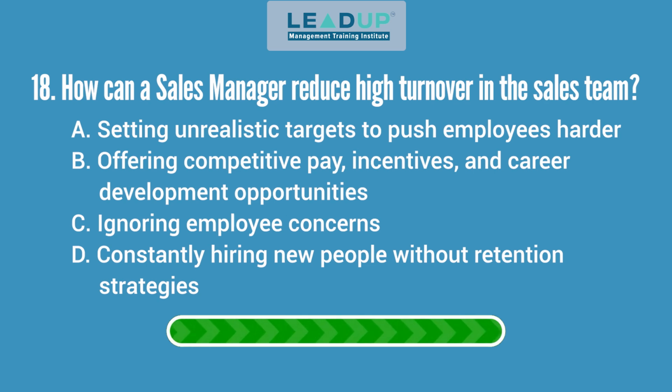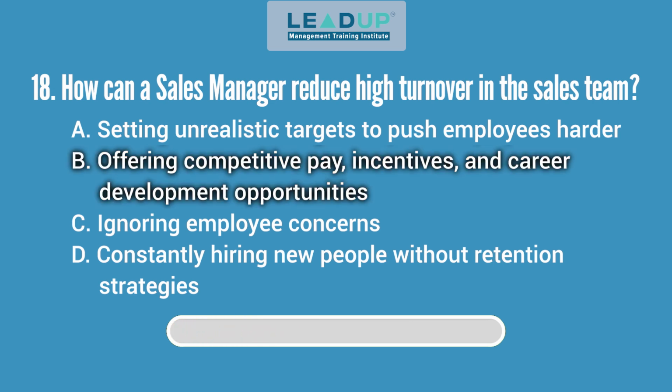Question 18. How can a sales manager reduce high turnover in the sales team? A. Setting unrealistic targets to push employees harder. B. Offering competitive pay, incentives, and career development opportunities. C. Ignoring employee concerns. And D. Constantly hiring new people without retention strategies. Answer: offering competitive pay, incentives, and career development opportunities.